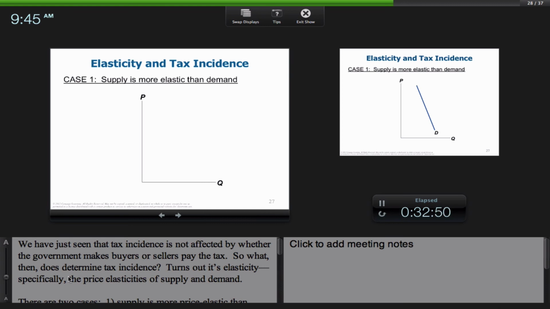So tax incidence is the same whether buyers have to pay the tax or sellers have to pay the tax. The tax is going to still be the same. So what does affect tax incidence? Elasticity does. If supply is more elastic than demand, which it is in this instance, here we have relatively inelastic demand and fairly elastic supply, and a price where there is no tax. Now we're going to add tax.